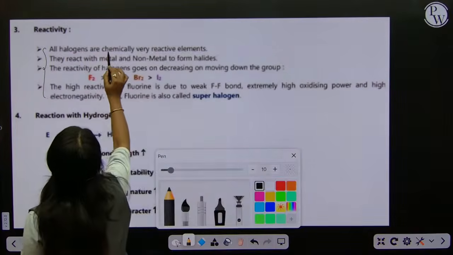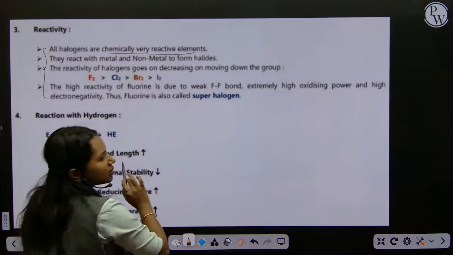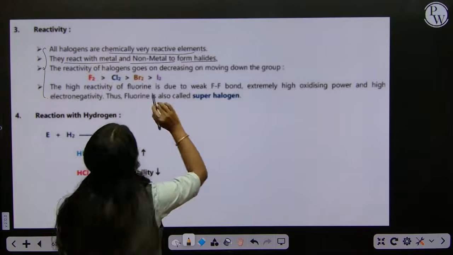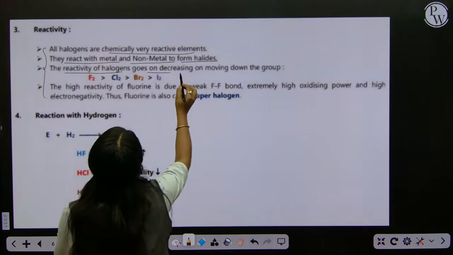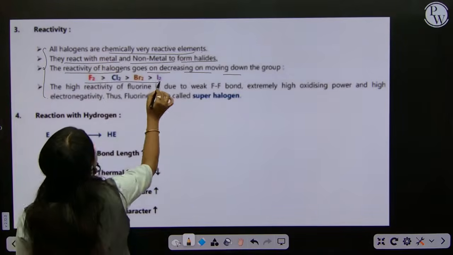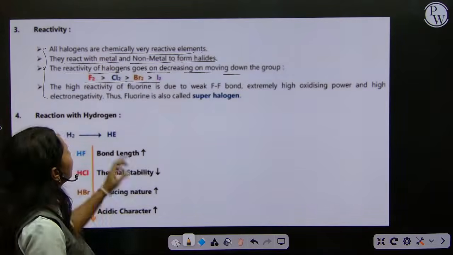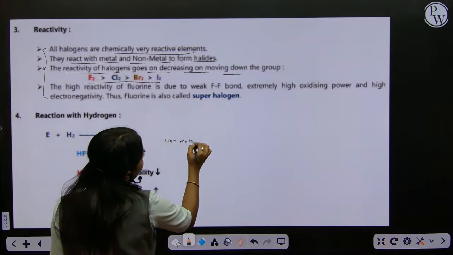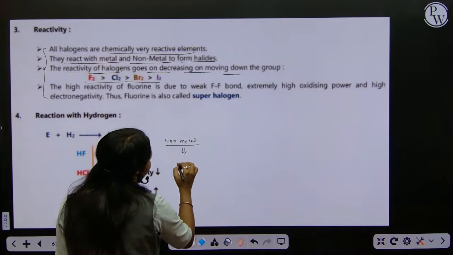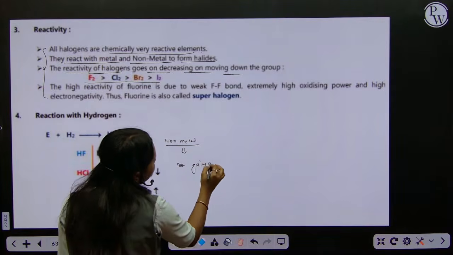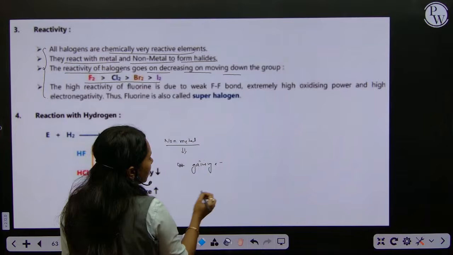All halogens are chemically very reactive elements. They react with metals and non-metals to form halides. The reactivity of halogens goes on decreasing on moving down the group. Okay, so who is highly reactive? Fluorine. Non-metal reactivity is based on gaining electrons. So who will gain the electron, which is the smallest one?